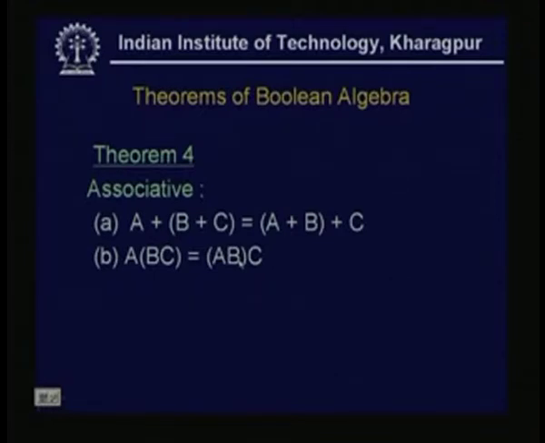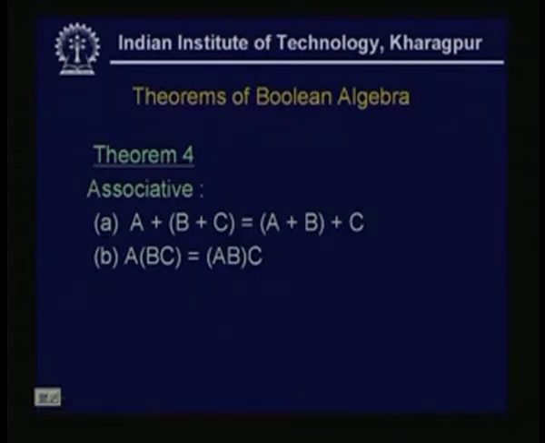Now, theorem 4, these are associative. Already we have seen the commutative property, when we have taken two Boolean variables, that A plus B is B plus A. Now, if we take 3 variables, that means A plus B plus C, if we take the operator operating on the first two variables A plus B, and then on C, it will be same. Similarly, if plus is replaced by dot, then A dot B dot C equal to A dot B dot C.